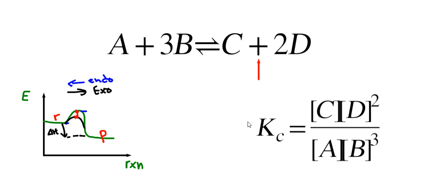So, to recap, a catalyst will have no effect on the position of the equilibrium or on the value of Kc because it changes the rate of the forward and reverse reactions equally by lowering the activation energy equally in both directions.